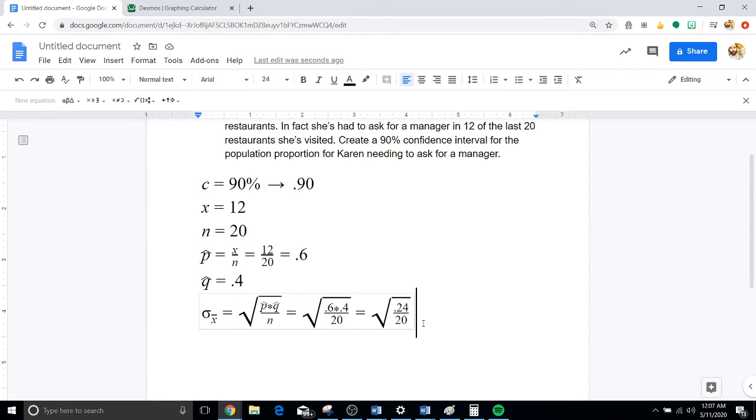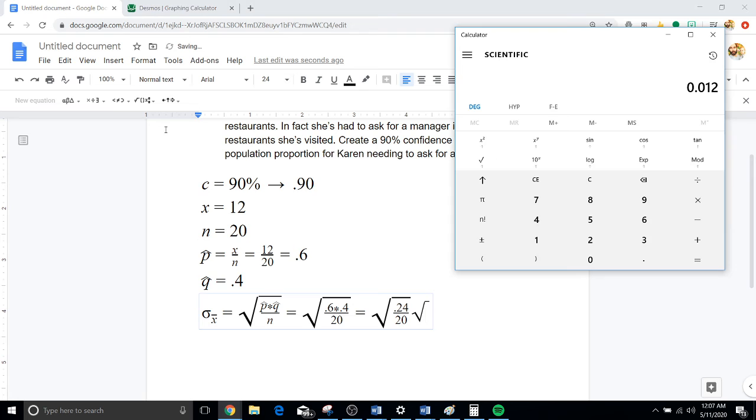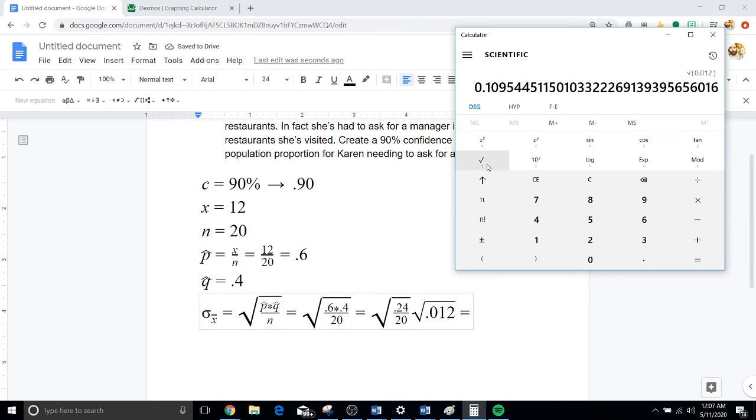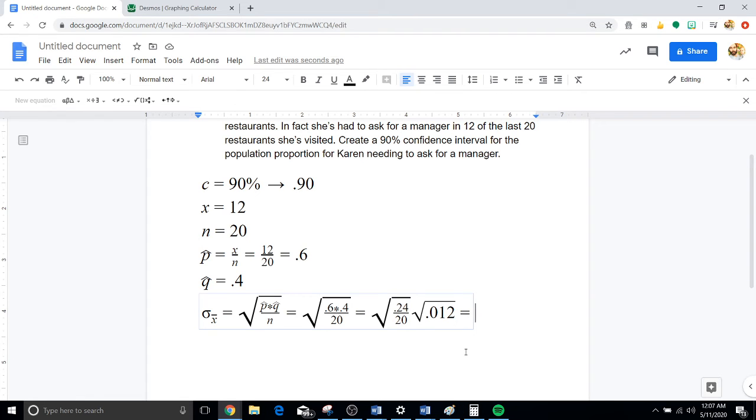So we're going to do the square root of 0.012. That's going to equal 0.1095. Let's call it 0.11. So it's approximately 0.11. All right, that gives us our standard error.